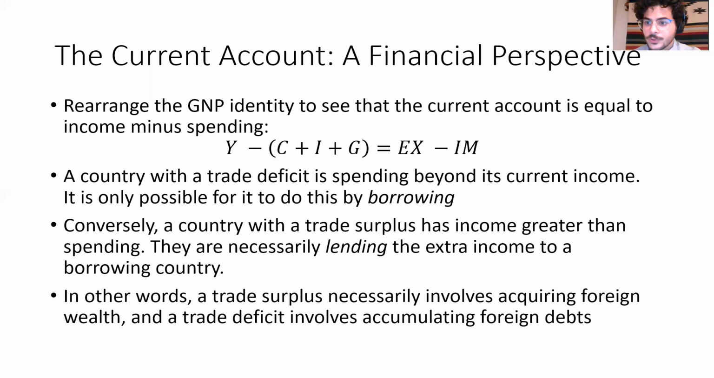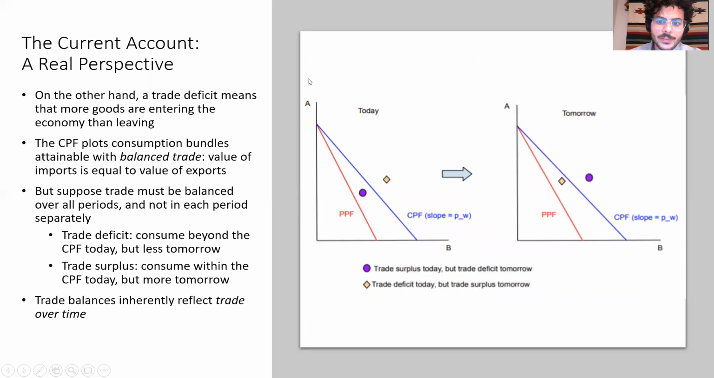We can also think a bit about this from a real perspective, so in terms of goods and how they're flowing across borders. A trade deficit means that you're borrowing from other countries, so money is leaving that country on net, but it also means that more goods are entering the economy than leaving. So we can look at some familiar tools here. We have the PPF and the CPF. The production possibility frontier tells us everything that an economy can produce in a given year. So something along this line.